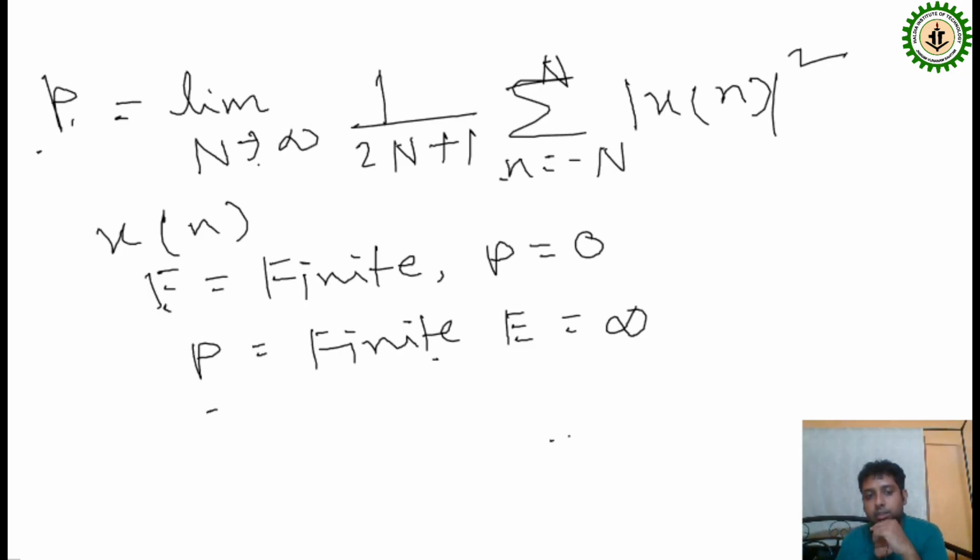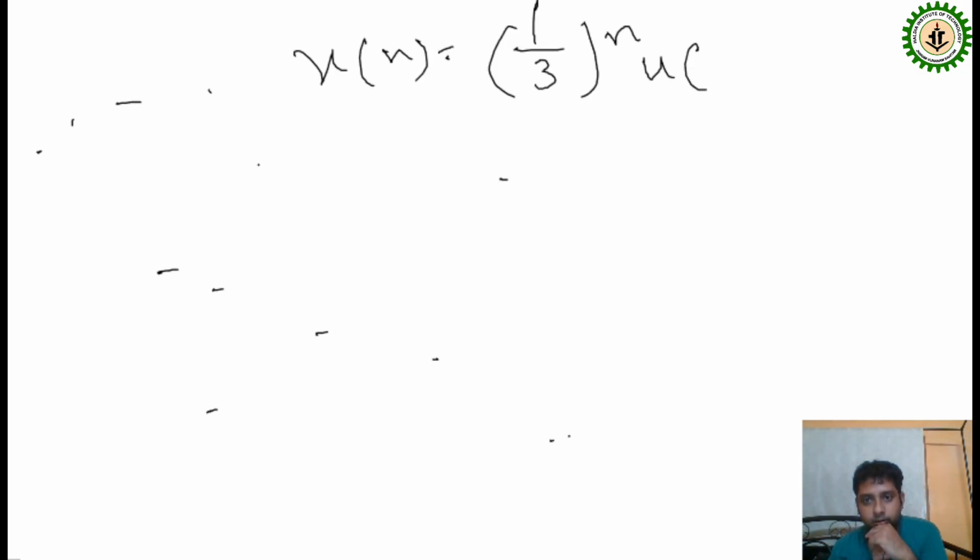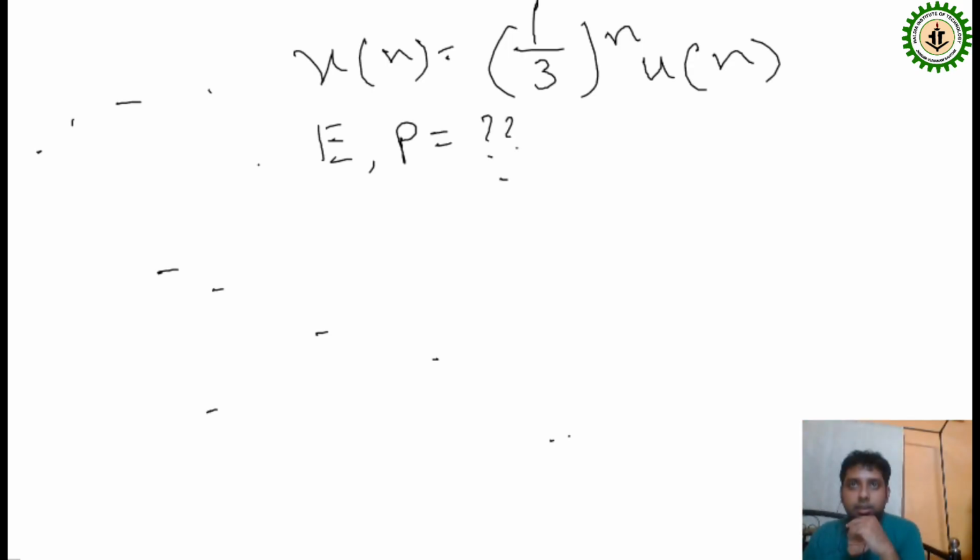Now we'll understand this by considering an example. Suppose we are considering a signal x[n] is equal to 1 by 3 to the power n u[n]. Now it has been asked to find the energy and power of that signal, and from there check whether the signal is an energy signal or power signal.